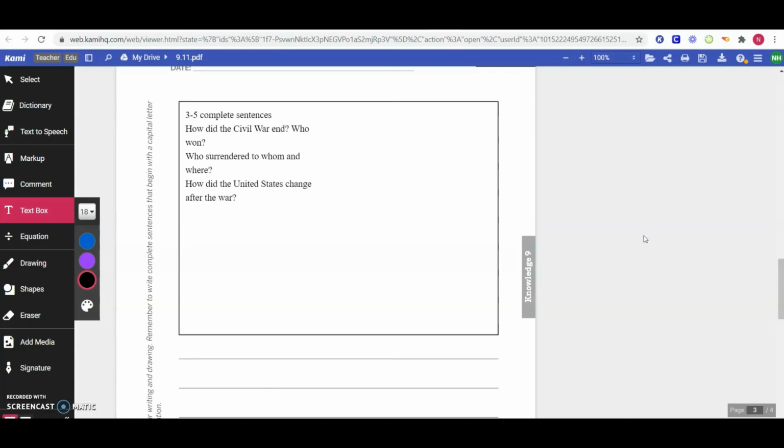In our next lesson, we will review some of the things that we've learned about the Civil War, and in our lesson after that, we will do our test on our Civil War unit.